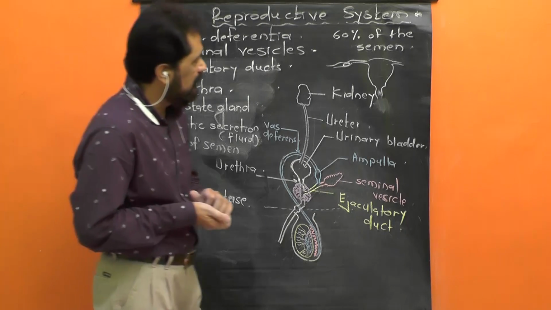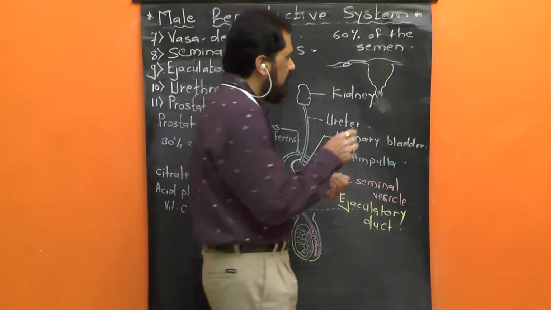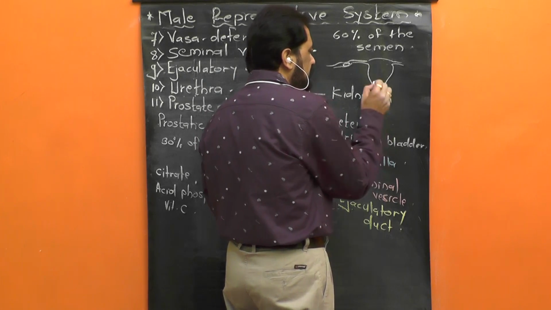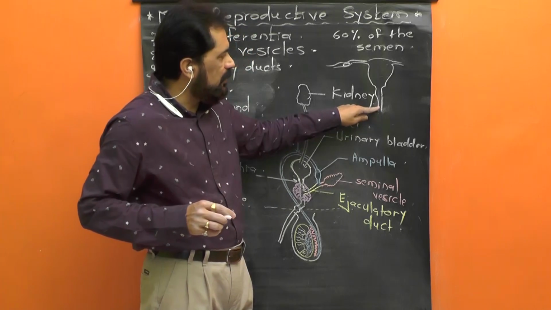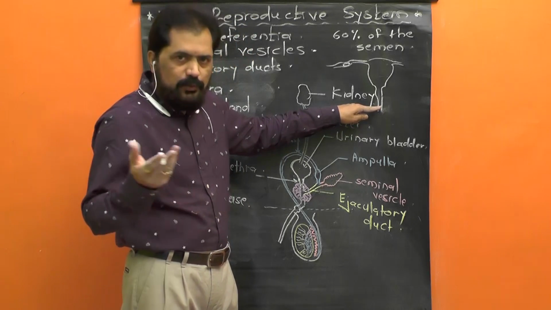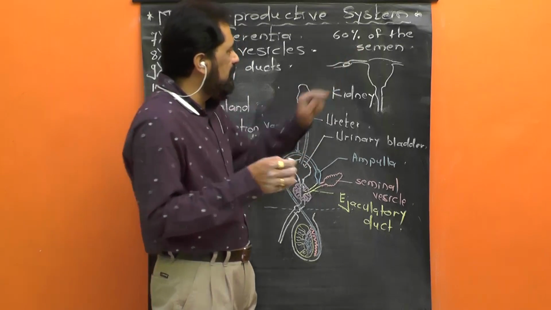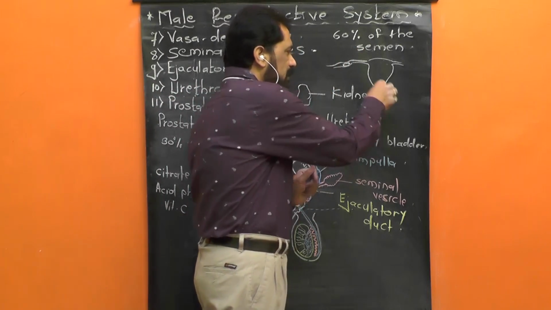Try to understand. You know that here is vagina, the female copulatory organ, and I told you a few minutes before, during sexual intercourse the semen of male is deposited somewhat here.